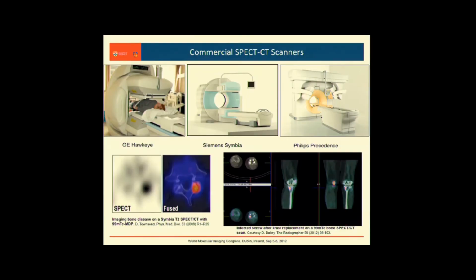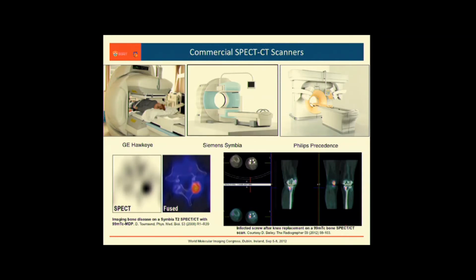I'll just say now a few words about SPECT-CT. The aims and benefits of SPECT-CT are very similar to those of PET-CT. One can readily accept that the need for an anatomical reference is even more acute in SPECT than in PET because of the inherently lower spatial resolution of SPECT. There can be no doubt about the value in SPECT-CT, which is shown in these images here.